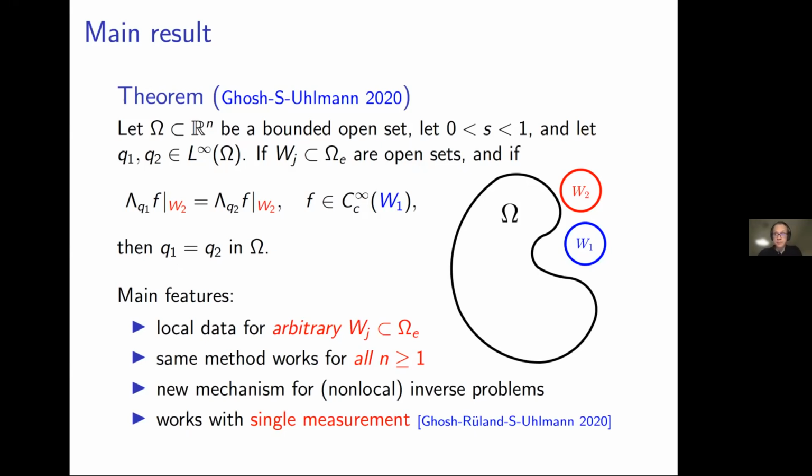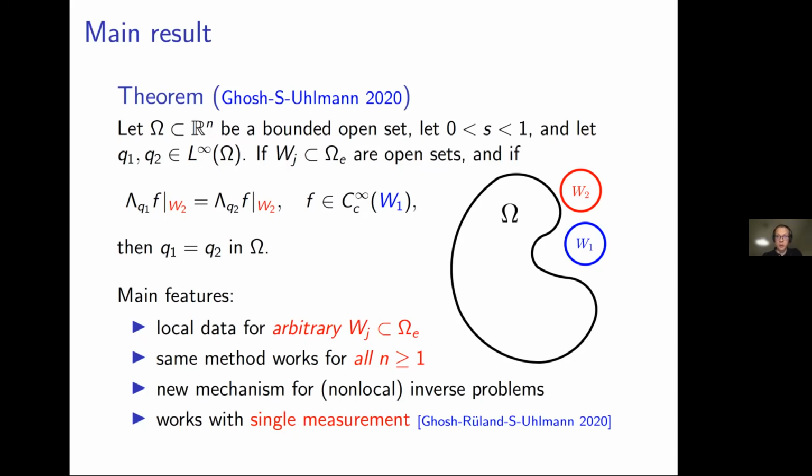And there are some important differences compared to the classical work on the Calderón problem that I showed in the beginning. So you get this local data result for arbitrary, even possibly disjoint, subsets of the boundary. This local data problem was still open in the Calderón problem in dimension 3 and higher, but in the fractional case, this can be done. There's no difference with respect to the dimension. So the same method works in any dimension. And it's a new mechanism for this non-local inverse problem. Or you can also think of it as an old mechanism.